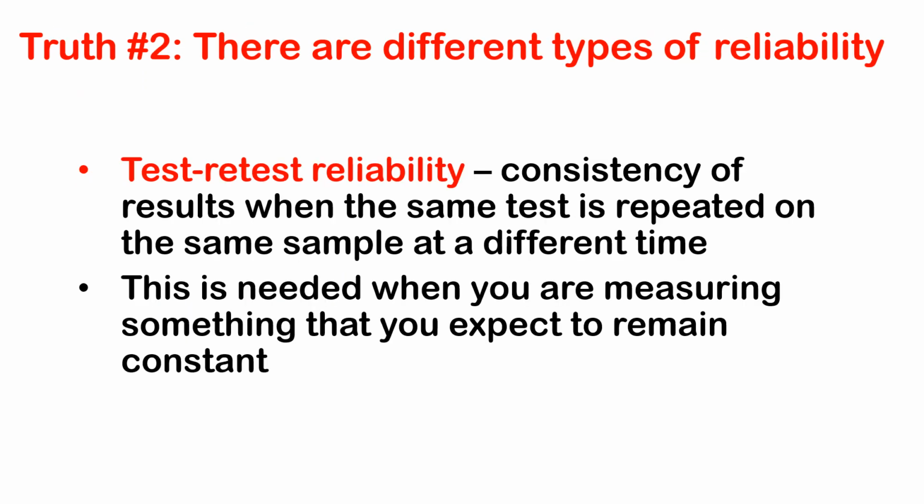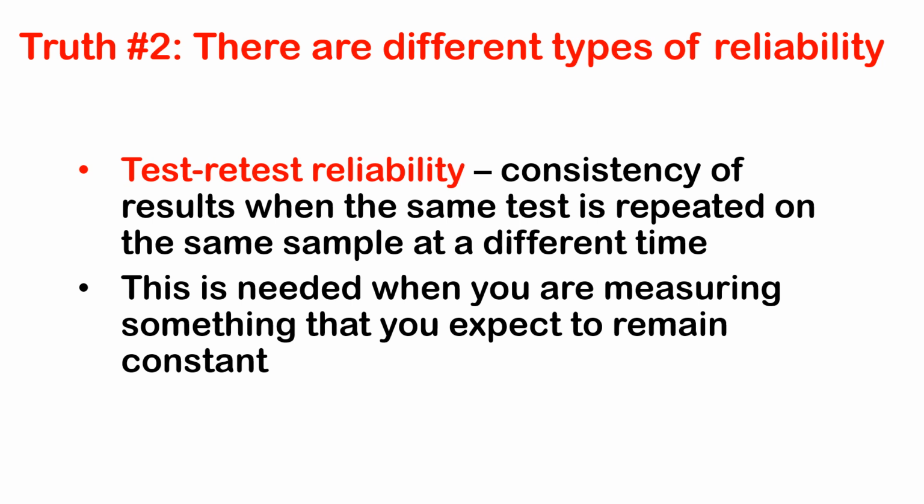Truth number two, there are different types of reliability. First is test-retest reliability, which is the consistency of results when the same test is repeated on the same sample at a different time. For instance, you administer an IQ test to one group of students, and then after 1 month, you administer the same test to the same group, then you expect that there will be the same result.